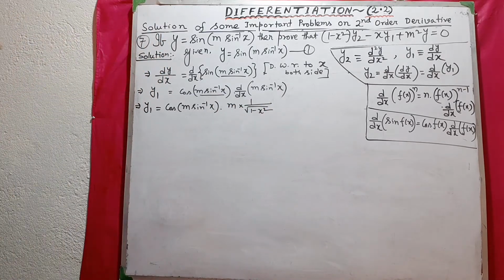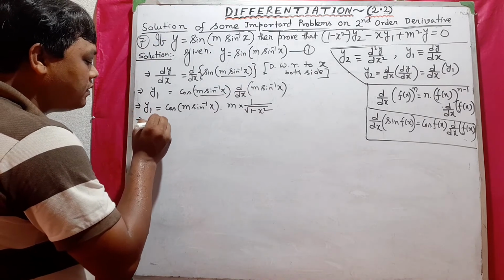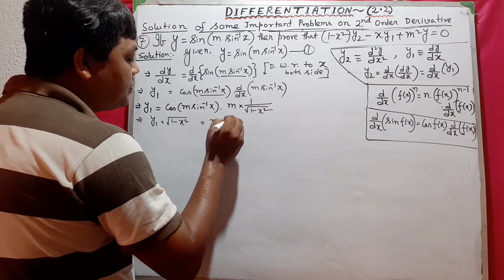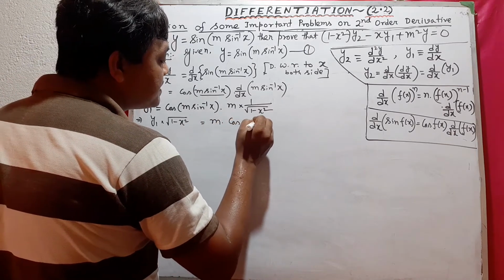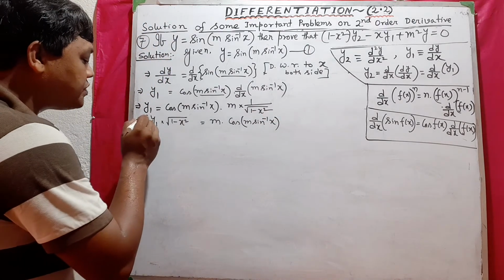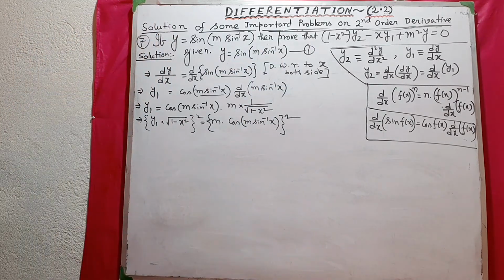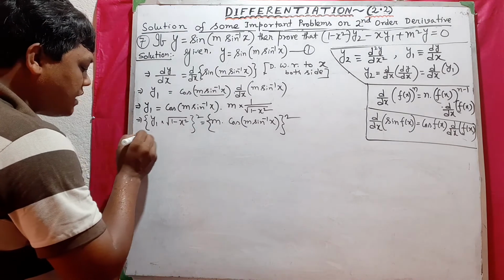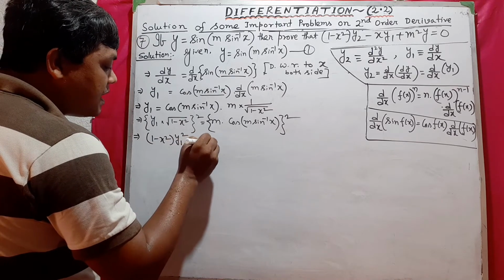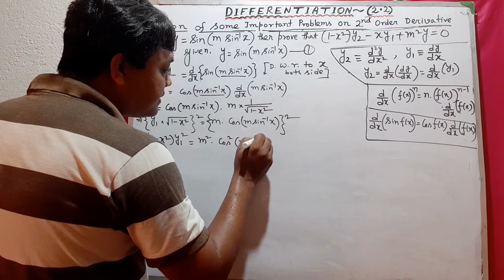Am I right? Just the sin inverse x derivative. So y1 into square root of 1 minus x square equals m into cosine(m sin inverse x). Am I right? And now squaring both sides. Squaring both sides, we get 1 minus x square into y1 square equals m square into cos square(m sin inverse x).